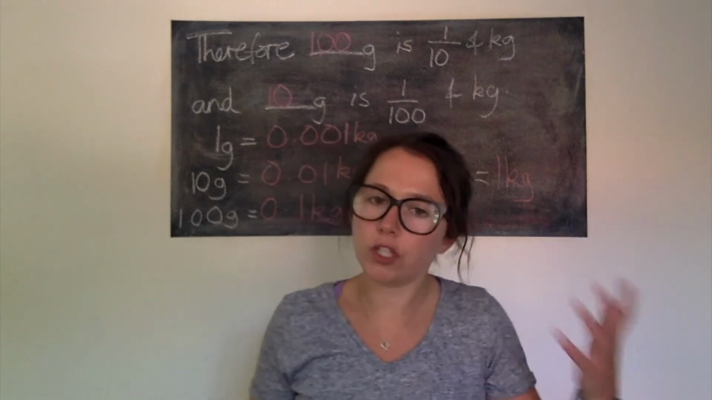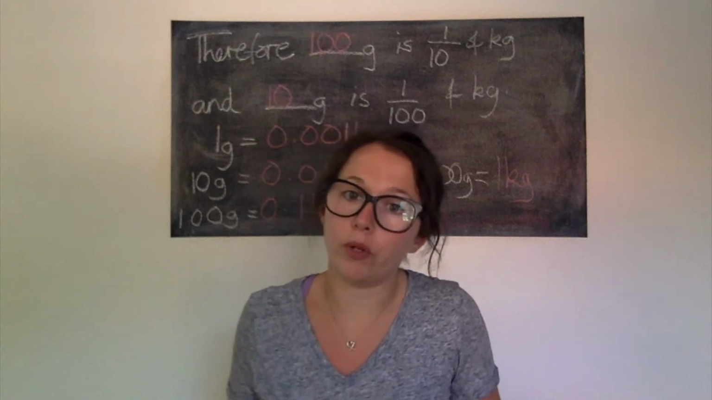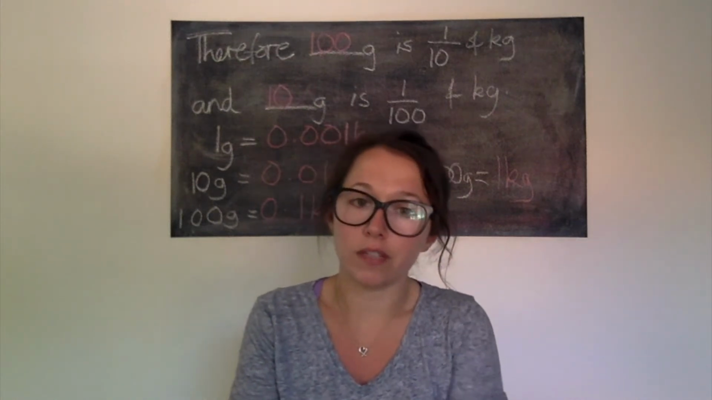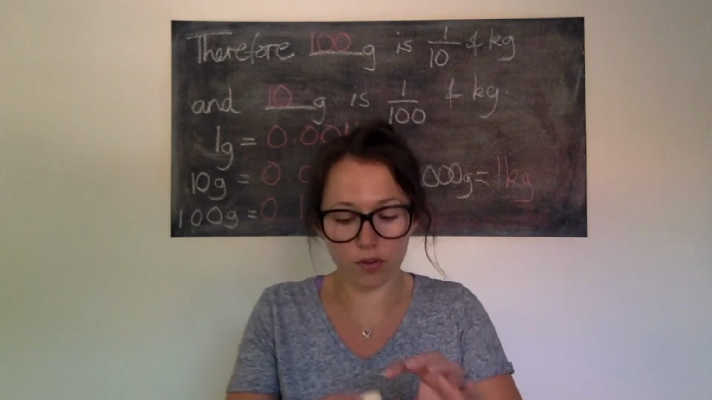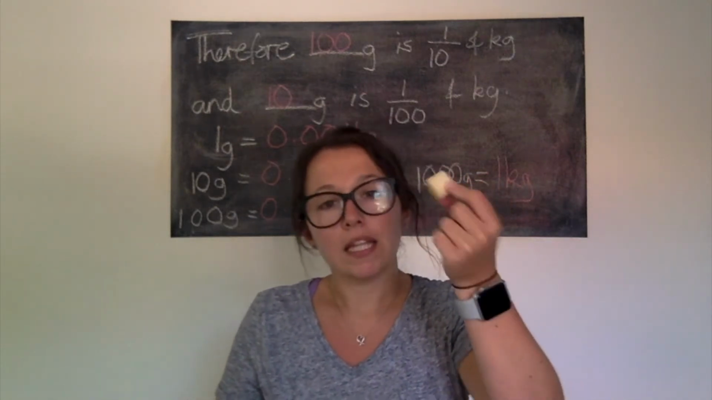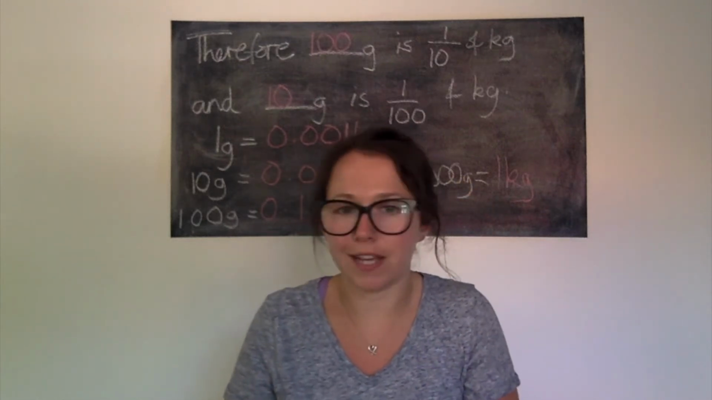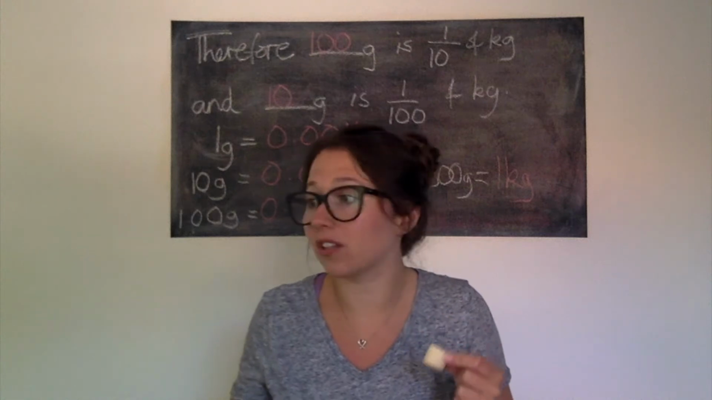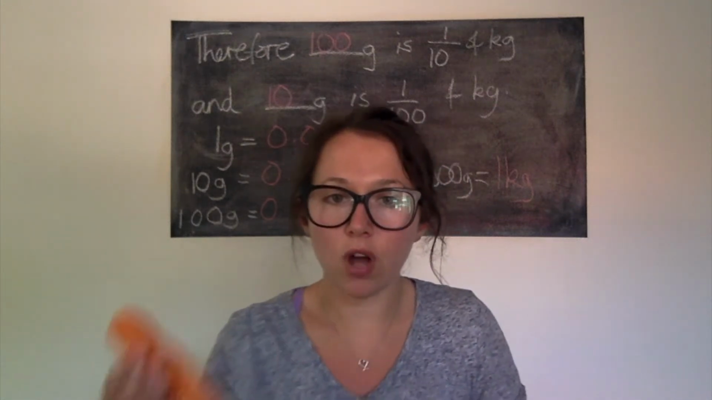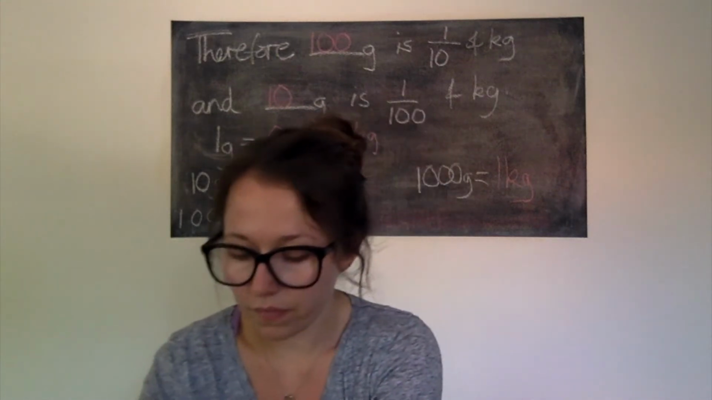To help you try and visualise and think about what these weights look like, so what does 1 gram look like, what does 10 grams look like, I've tried to find some things around the house that are these measurements. So I've got one of Ringo's dog treats, so it's quite big as you can see. This is roughly 10 grams, and I've weighed these on just some scales. If you've got some around the house, you could do this too. Then I've got a carrot, so that was about 100 grams roughly.